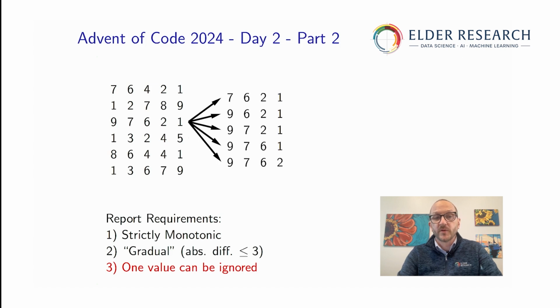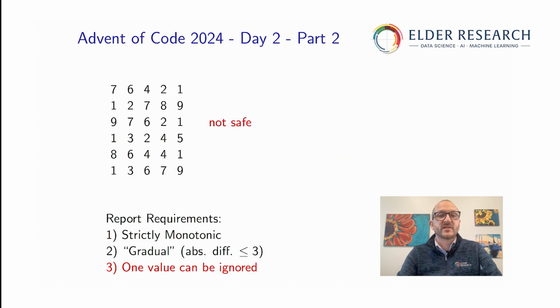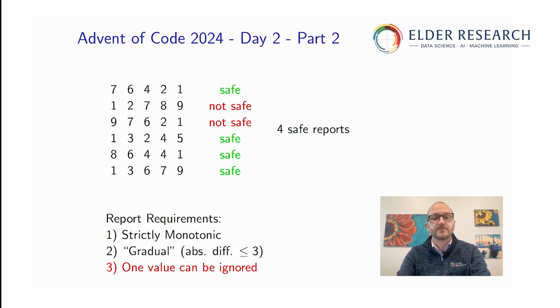If I take a look at report 3, here are the subsequences that it generates. However, all of them are not safe. They're all strictly monotonic because they're all decreasing. However, the jump between two levels always has one jump more than 3. Because there are no safe subsequences, then the whole thing is deemed not safe. Here are the results of the other reports for the conditions of this part of the problem. And again, we just count up the number of safe reports, which is 4.